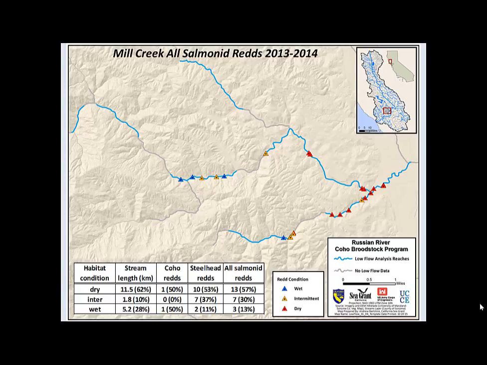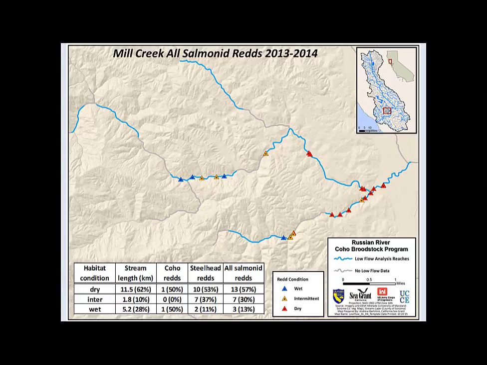The colors represent the habitat condition the following summer. So we're really looking at, are these fish spawning in places where their offspring are going to experience wetted habitat conditions without having to move around? And what we've found in this year is that 57% of the redds that we observed were in locations that were dry the following summer.